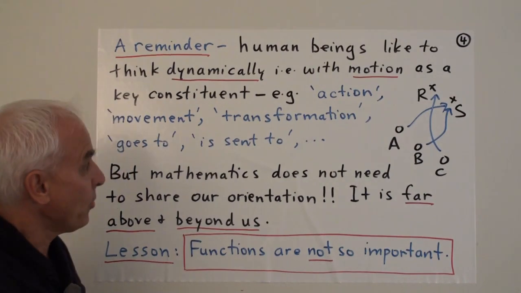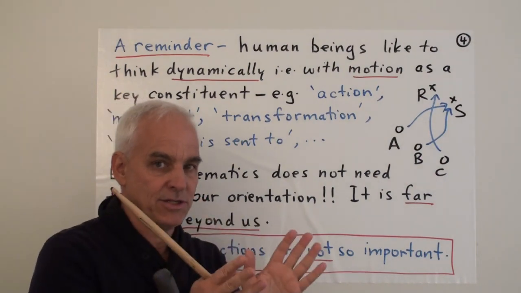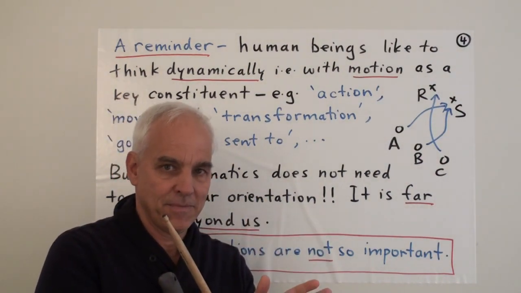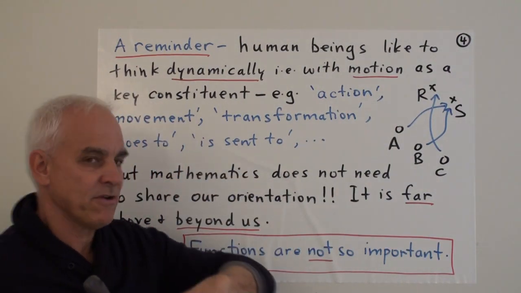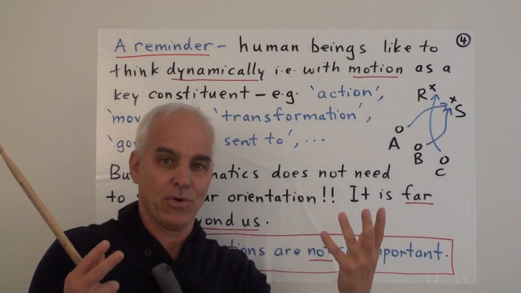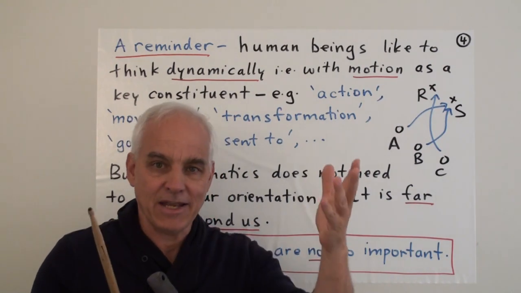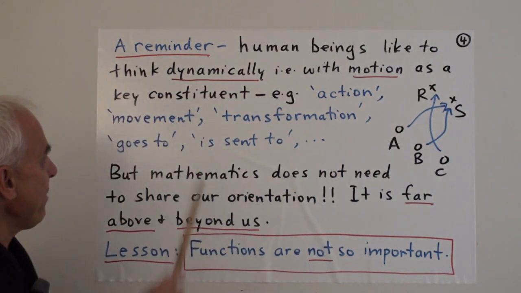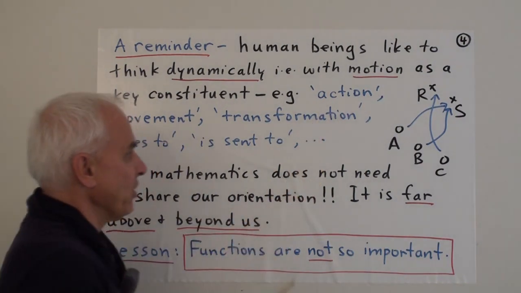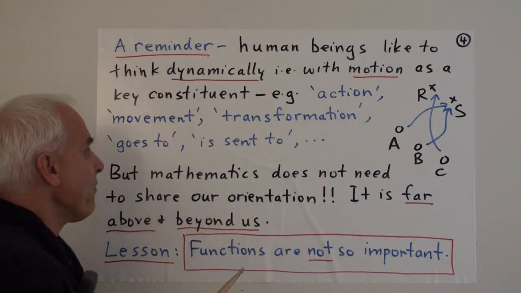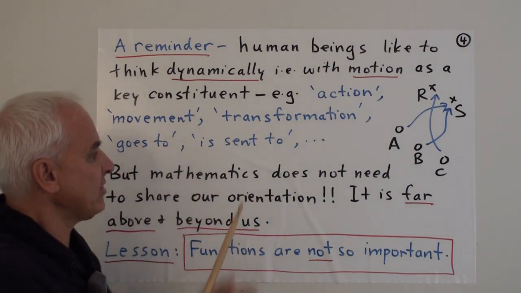Let me remind you that we are human beings, and we have a certain biology. And that biology inclines us to think in certain ways. In particular, we like to think dynamically. We like to think in terms of motion, because we live in a world in which motion plays an important role, because our biology is well suited to understanding and visualizing motion. So we have many words in mathematics that reflect this. The idea of an action of something on something else, the idea of movement, the idea of a transformation. We say that something goes to something else or is sent to.